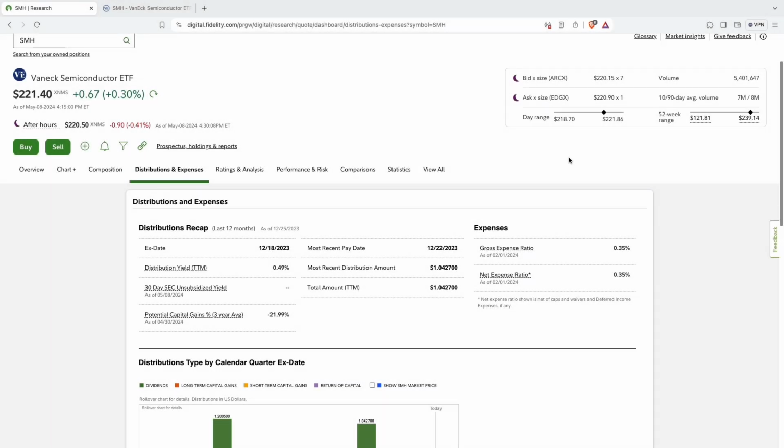Now let's do a quick overview on distributions and expenses for SMH. Let's take a look at the dividends and expenses for the SMH ETF. Based on Fidelity here, TTM in parentheses stands for the trailing 12 months, so this is the distribution yield on the trailing 12 months. 0.49% isn't too bad considering that semiconductors are a mega growth industry, not necessarily looking for value or companies with a high dividend.